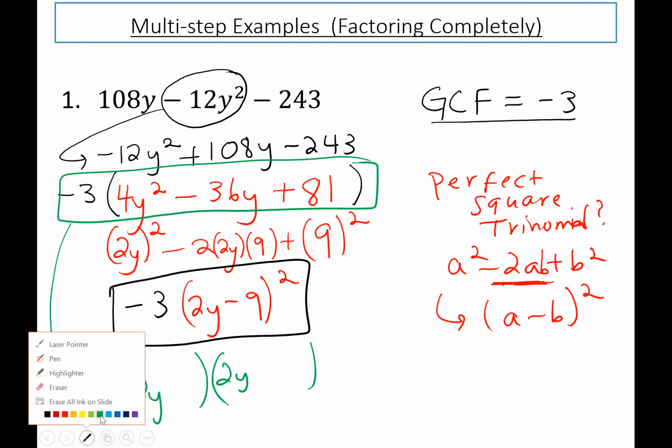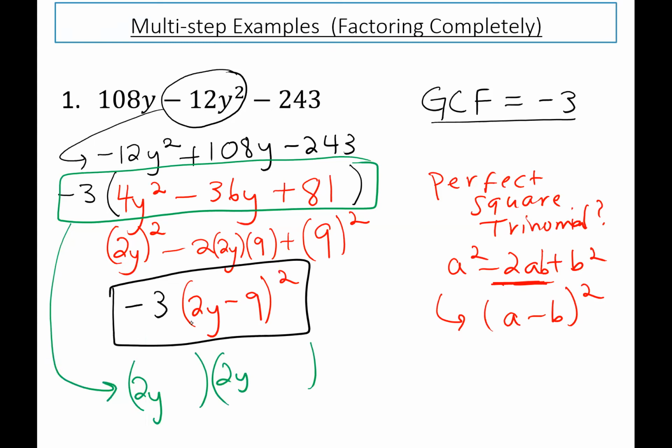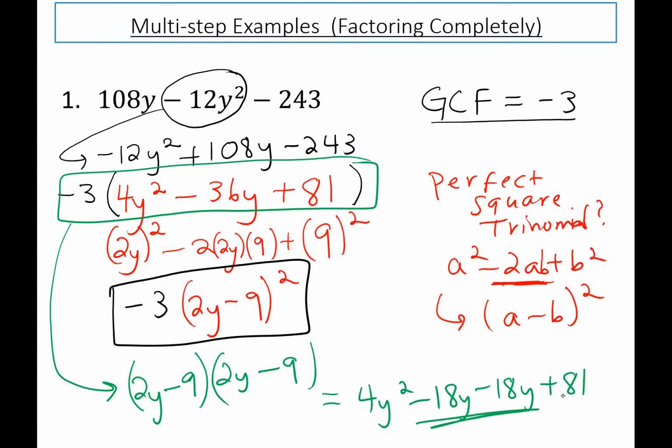And recognize that you need the signs to be the same, to equal positive 81. So maybe minus 9, minus 9. And then you would check 2y minus 9 times 2y minus 9, that's 4y squared, minus 18y, minus another 18y, and then plus 81. The minus 18y and minus 18y combined together equals minus 36y, which is what we had as our middle term.